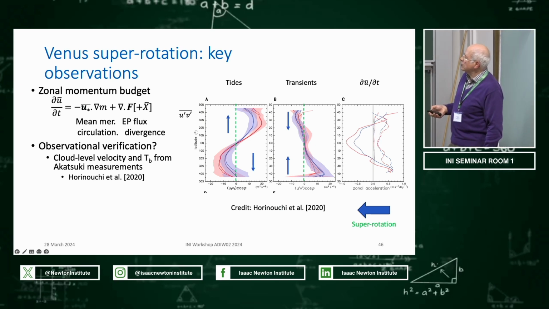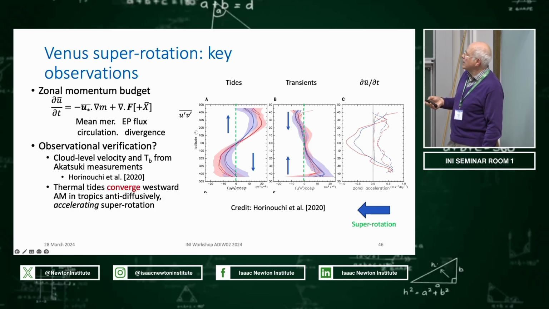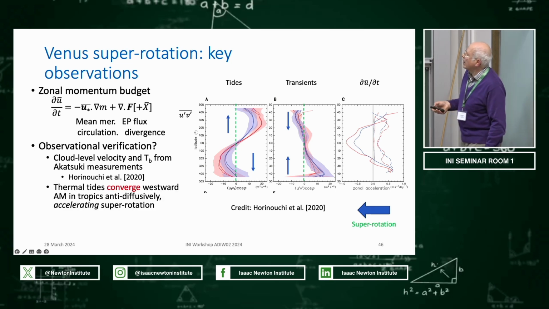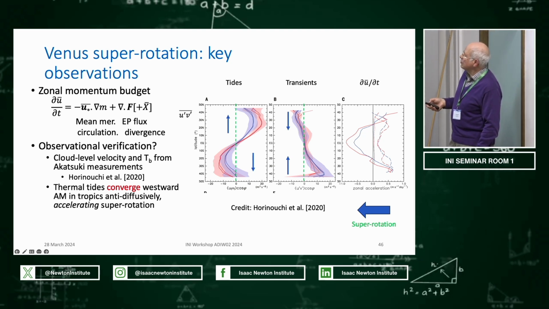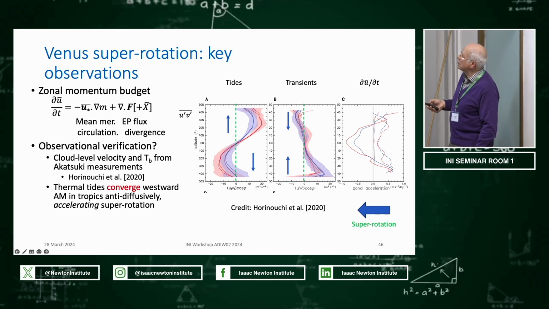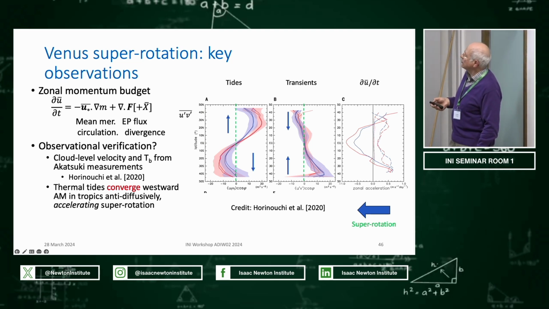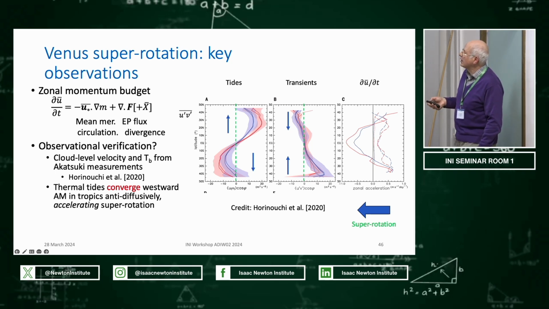This observational verification comes essentially from cloud-level velocity measurements, which show the momentum fluxes due to the tides and due to the other transient eddies that are not related to the thermal tide actually act in the opposite sense. So the tides are essentially converging momentum.